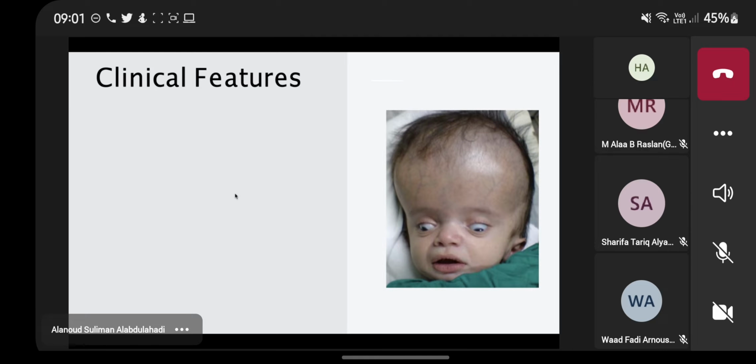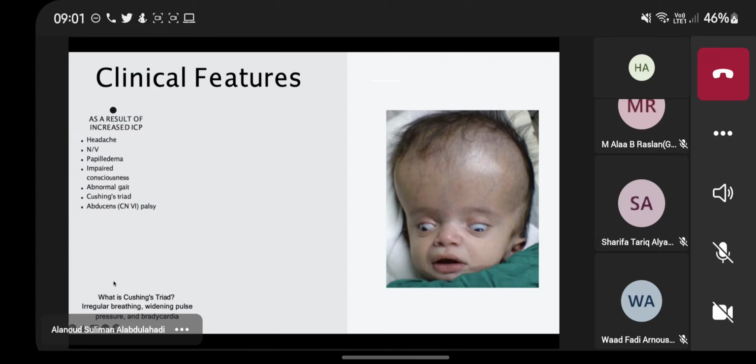So based on that, I will just discuss briefly the clinical features that are seen in hydrocephalus. As a result of increased intracranial pressure, the patient would have headaches. And in this scenario, as it's a pediatric patient, they will not complain of a headache, they would have irritability. Nausea and vomiting, our patient had vomiting. Papilledema, impaired consciousness, abnormal gait, and Cushing's triad. Cushing's triad is basically irregular breathing, widening pulse pressure, and bradycardia, and also abducens palsy.